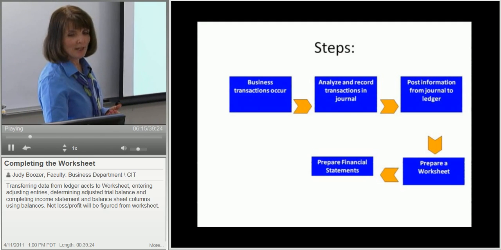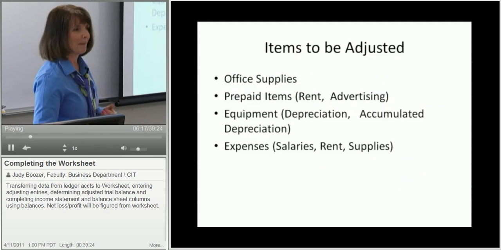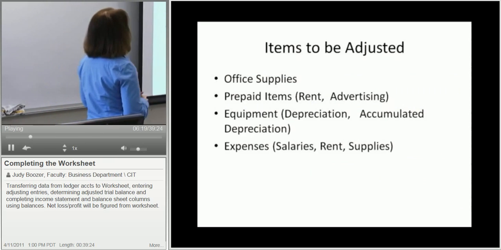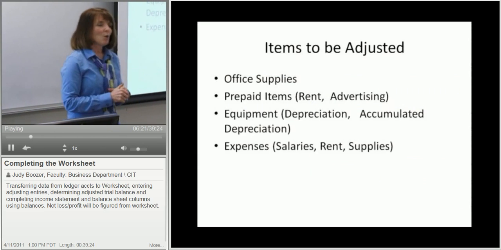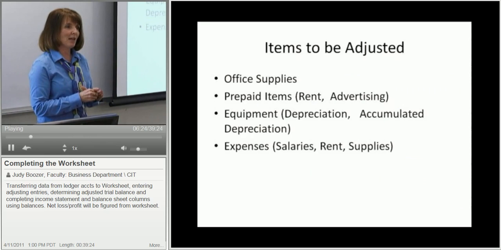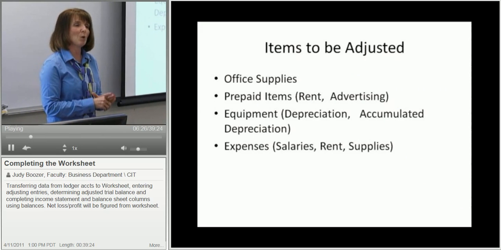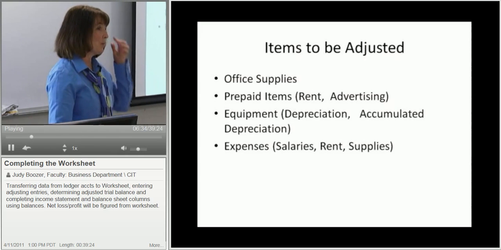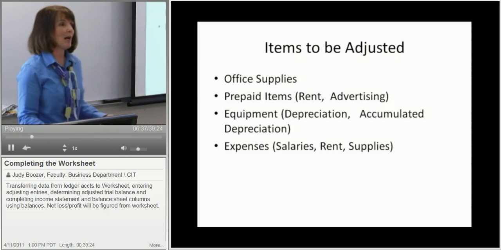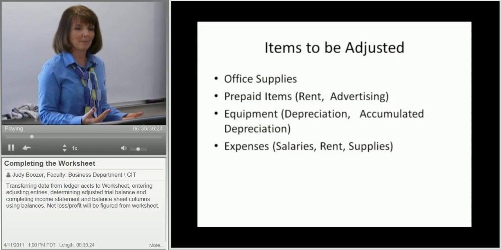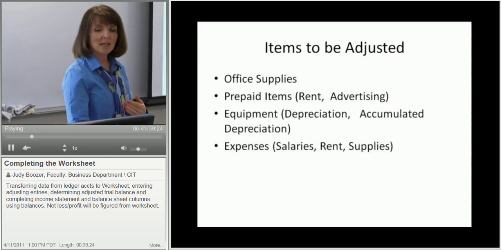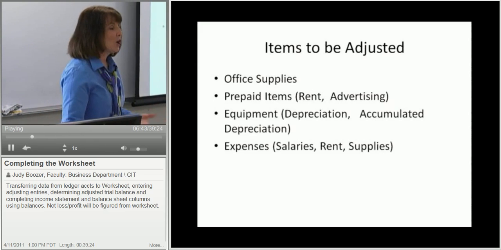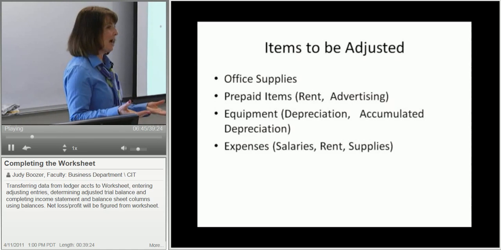So let's look at the step here. Items to be adjusted. We're going to show you some examples of items that we will adjust and how we will adjust them. And then we're going to do some practice doing a worksheet. So items to be adjusted, one of them could be office supplies or any kind of supply. Another one is prepaid rent or possibly prepaid advertising.